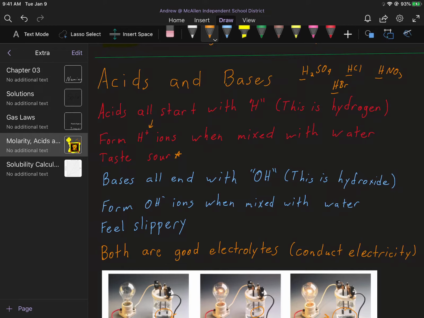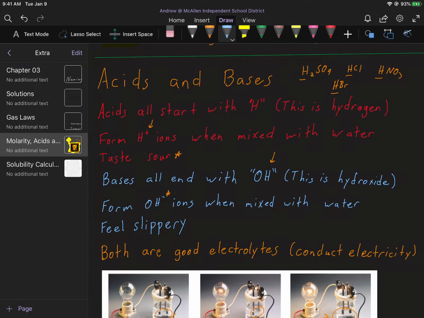Bases all end with OH. And if you remember, OH is a polyatomic ion, it is hydroxide. Now again, OH in organic chemistry is also alcohols, but what makes a base is that it forms hydroxide ions when you mix it with water. But that's for smart people. For us, we're just going to be concerned with if it ends with OH, it is a base.